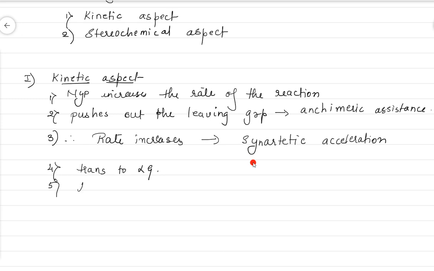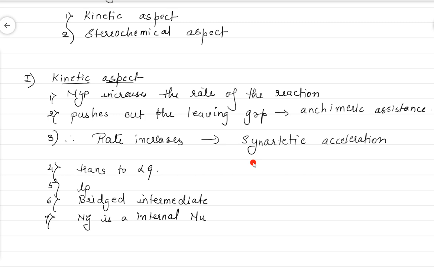Secondly, there should be a lone pair of electrons on the neighboring group, right? And how does the mechanism take place, what is formed? A bridged intermediate is formed. Because of all these factors, the rate of the reaction is going to increase, right? And of course this group is internal. Internal means what? This is an internal nucleophile. So the reason the reaction takes place is that our neighboring group is an internal nucleophile. Remember this, because it has a lone pair of electrons.